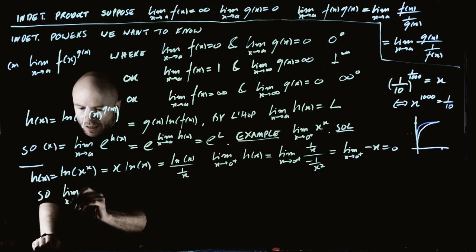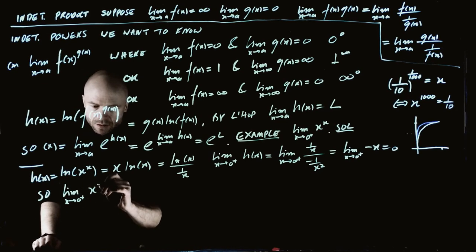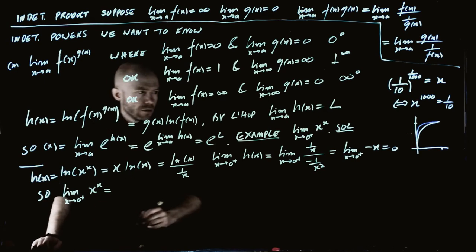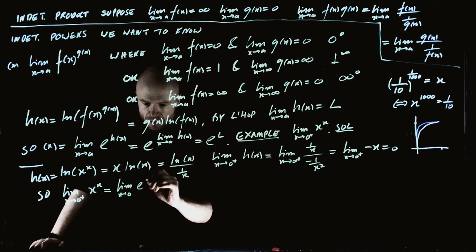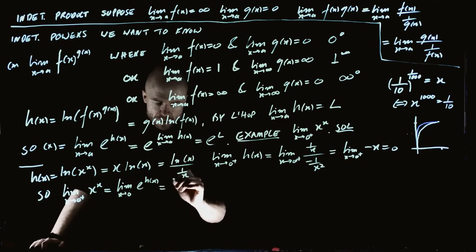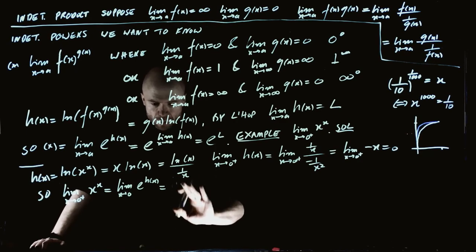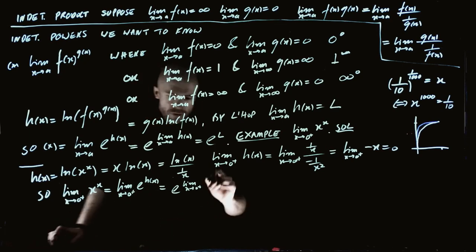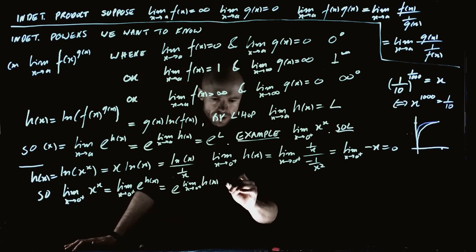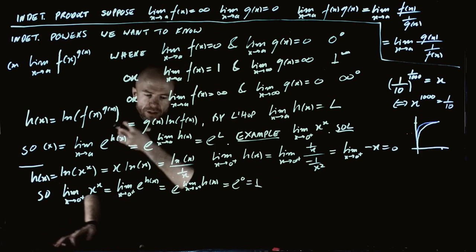The limit as x goes to 0 plus of x to the x is going to be the limit as x goes to 0 of e to the h of x. Oops, I'm passing the limit through the e, so it's going to be just e to the limit as x goes to 0 plus of h, and we've worked that out already, it's just 0, right? So it's just e to the 0, which is 1. So we have our answer.